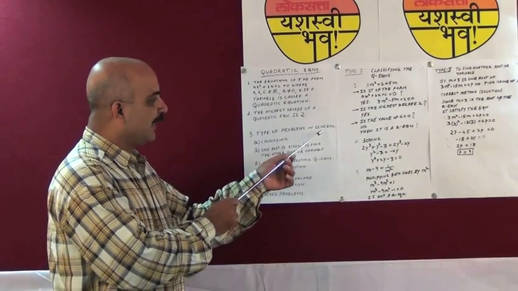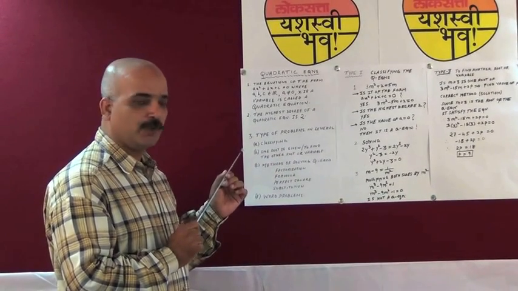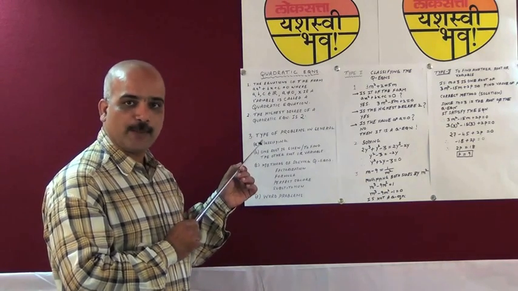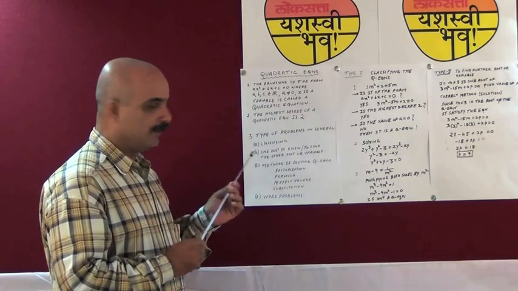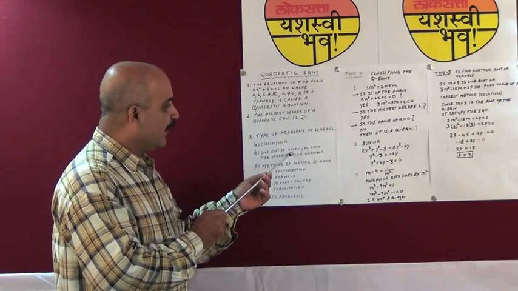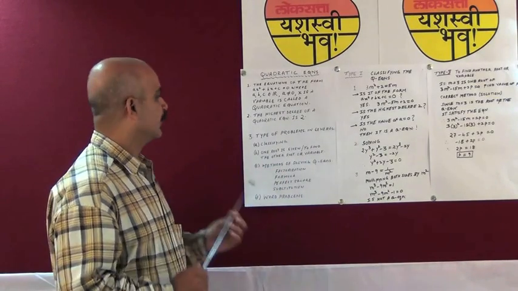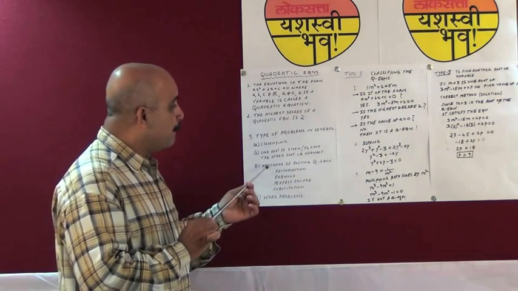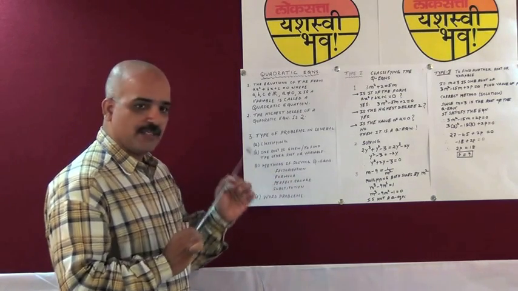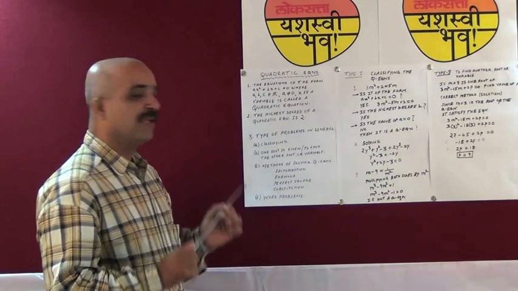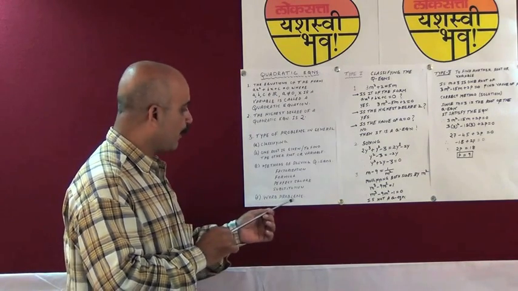Type of problems in general that you have in your textbook are: first, classifying the form of quadratic equations. Second, one root is given and you have to find the other root or the other variable. Third, methods of solving quadratic equations. There are various methods, as I earlier said. There are 4 methods in all, and the last part is the word problems.